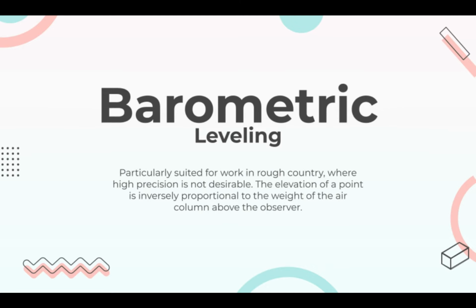Barometric leveling methods are particularly suited for work in rough country where high precision is not desirable. These are also used to reduce the slope distances to horizontal when measured electronically. The principle used in barometric leveling is that the elevation of a point is inversely proportional to the weight of the air column above the observer.